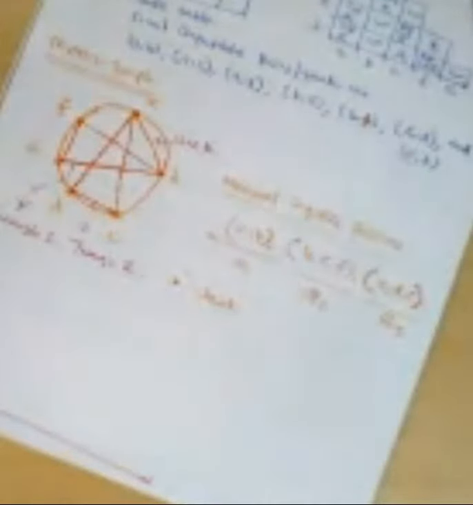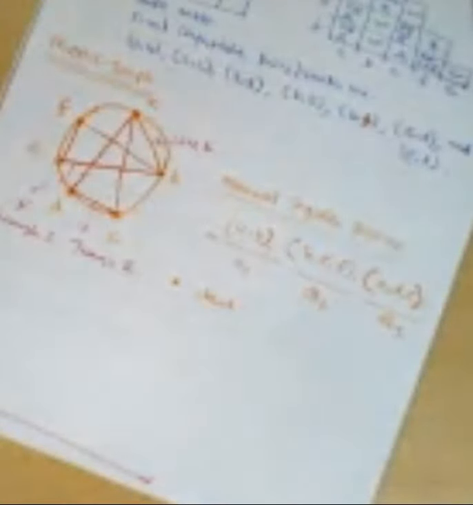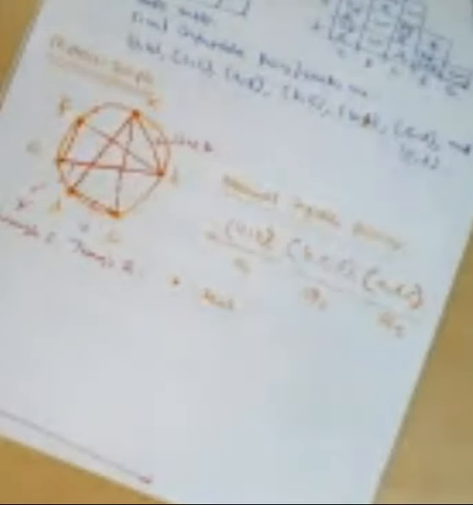B. Connect all the points based on the final compatible pairs obtained from the implication table.